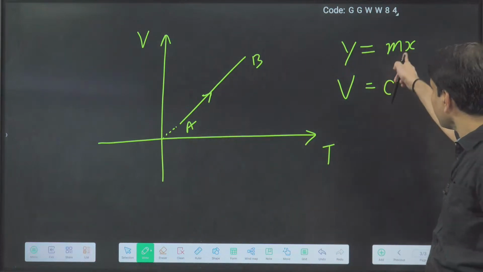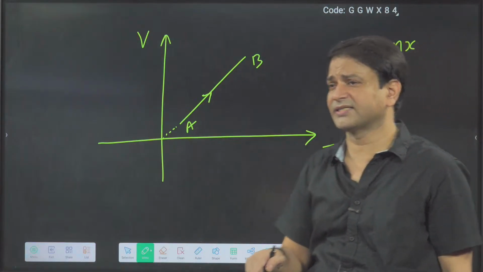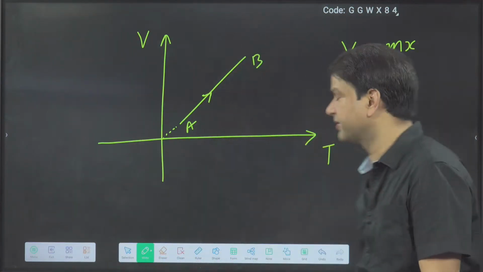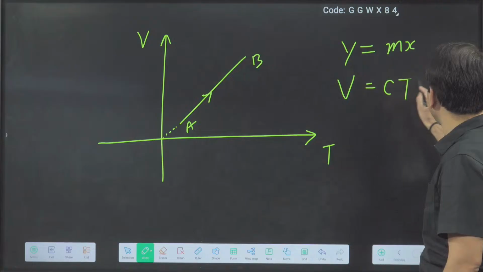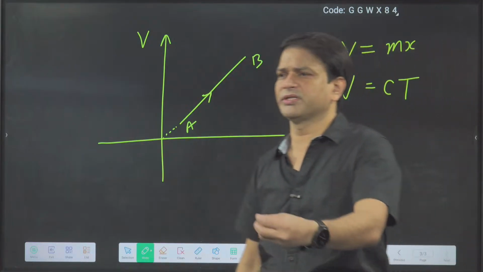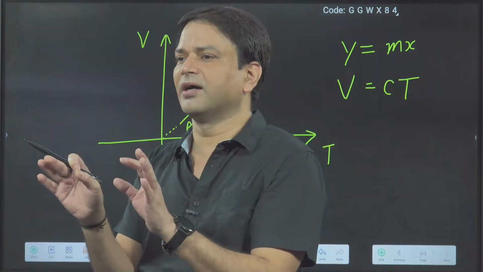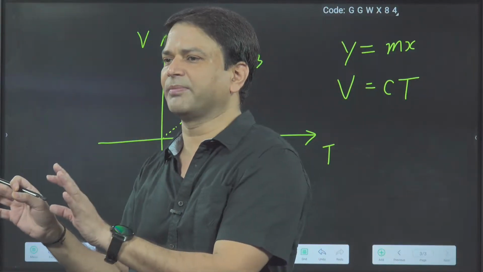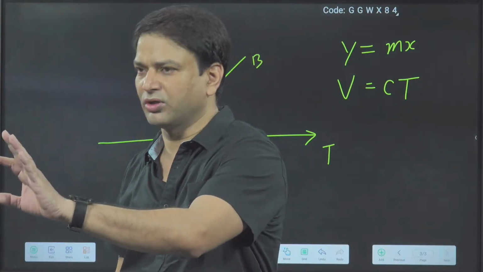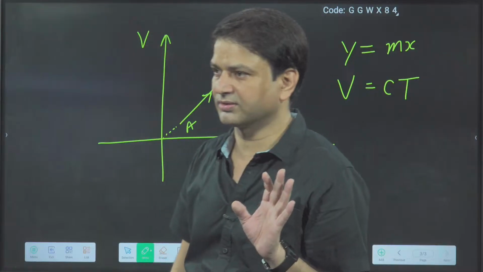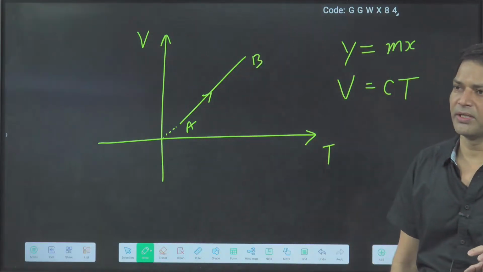Now on the x-axis, which quantity am I plotting? Temperature. Then what is the relation I got? V is equal to Ct. It means volume is directly proportional to temperature. Who knows thermodynamics? When volume is directly proportional to temperature, it means pressure is constant for a given mass of the gas. Did everybody get it or not?